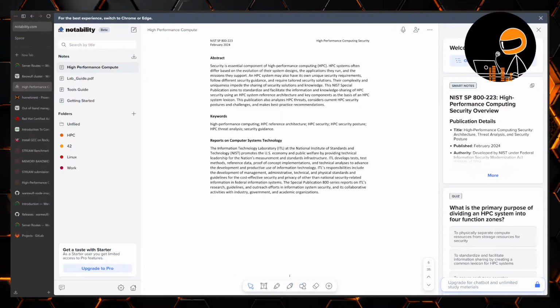So I just went through the keywords. ITL, Information Technology Laboratory, the National Institute of Standards.